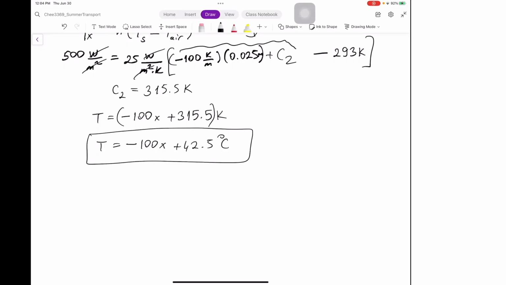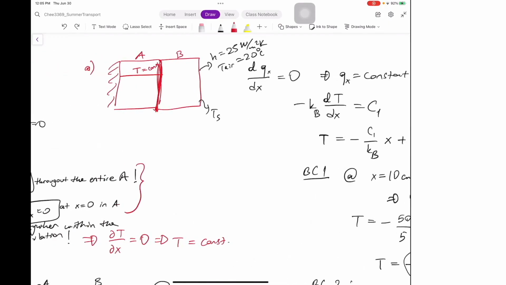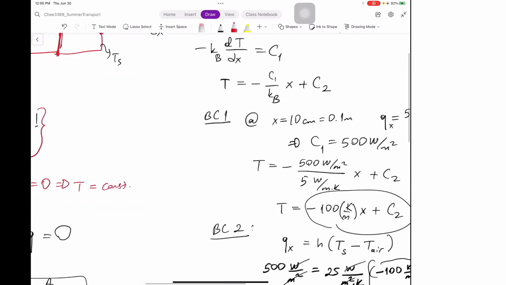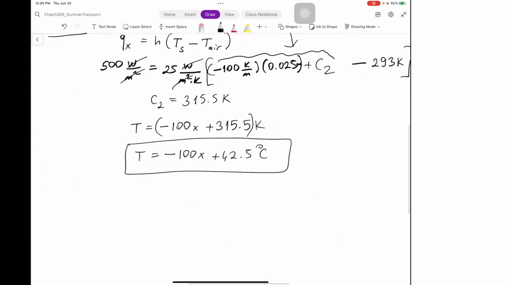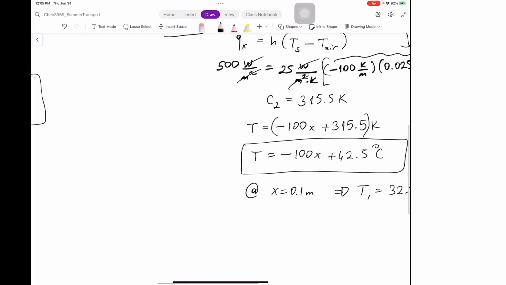Since it has a negative prefactor in front of x, it's a decreasing function. So it's going to look like this, and it's going to take the value of what temperatures. You can actually mark them. You can say at x is equal to 0.1 meters, you get T1 is equal to 32.5 centigrade. So you basically got this.